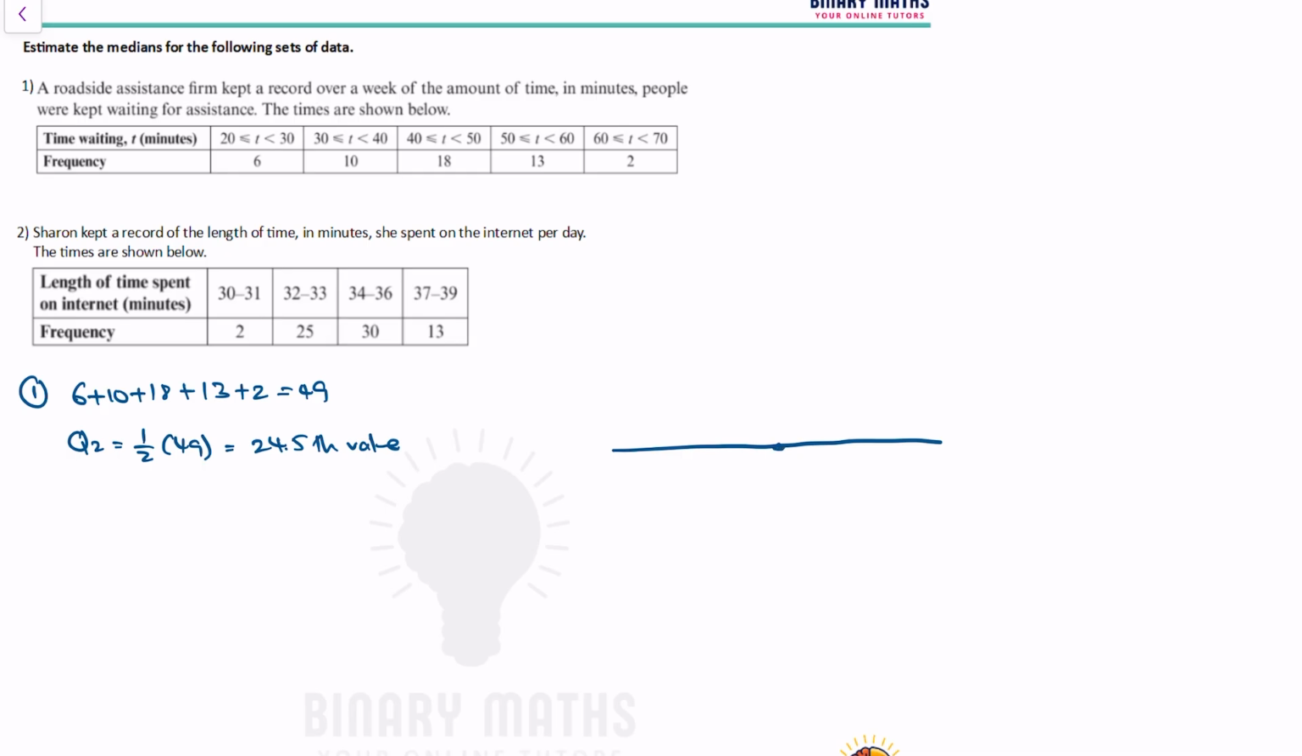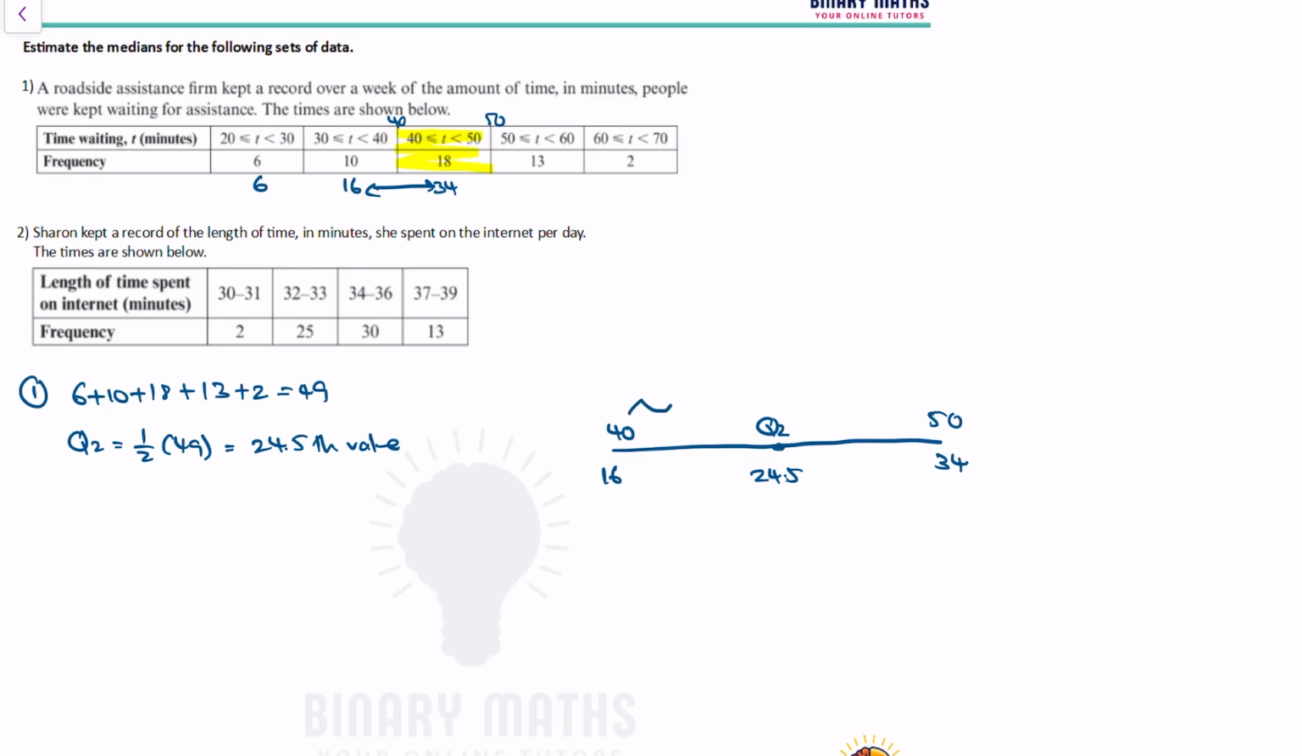So that means for my linear interpolation, I've got Q2, which is the 24.5th value. So if I do a cumulative frequency, 6, 16, 16 plus 18 is 34. Okay, so that means it's in this class interval because that's when we've gone past 24.5. So Q2 lies between 40 and 50, so upper bound and lower bound are 40 and 50, and the frequency goes from 16 to 34, and 24.5 lies between 16 and 34.